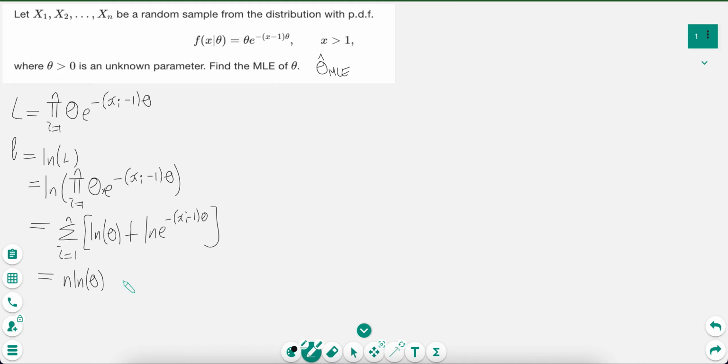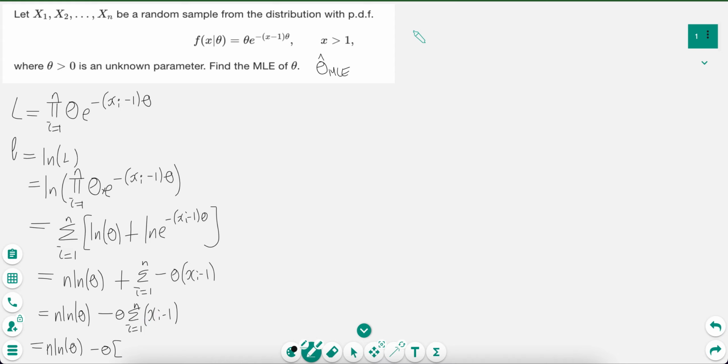Now, this one over here is going to be plus the sum from i equals 1 to n. And using log laws, the power can come out the front, so we can say negative theta times (x sub i minus 1). If we take the things that don't have a subscript outside of the summation, what we get is n ln of theta minus theta times the sum from i equals 1 to n of (x sub i minus 1).